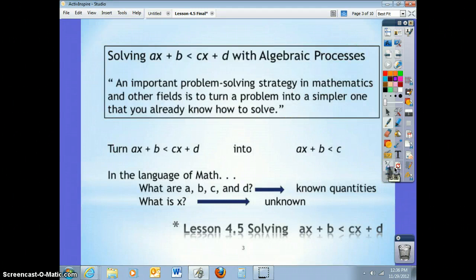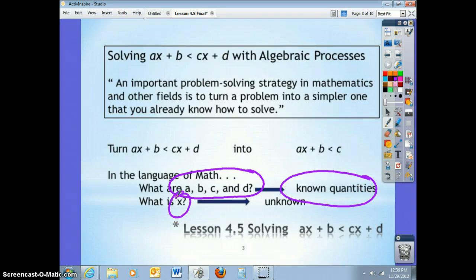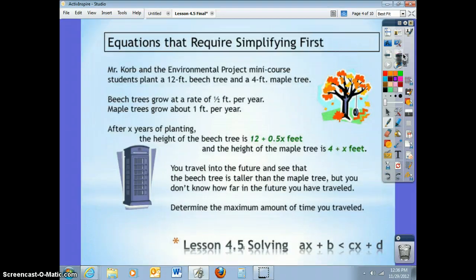The one thing we want to just remember is a, b, c, and d are all known quantities, and x is the unknown that we're solving for. Okay, so let's do one of these.